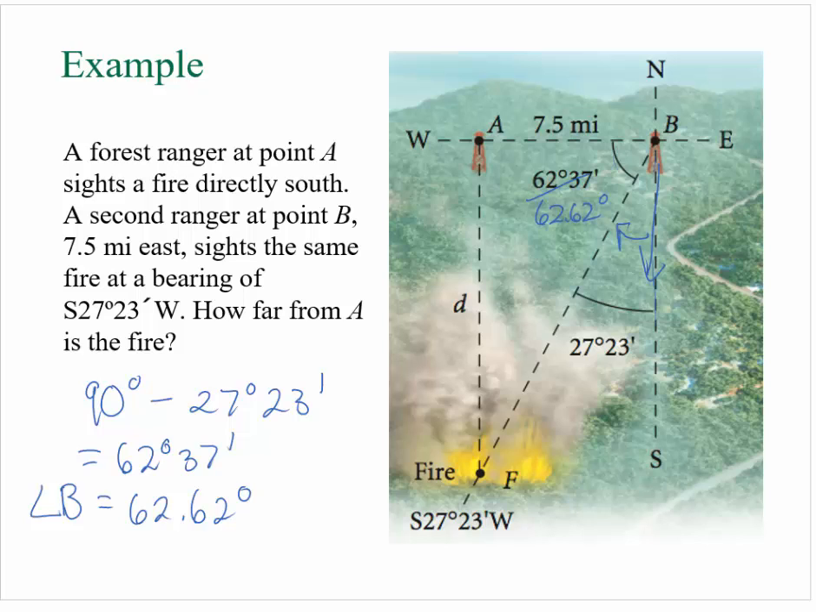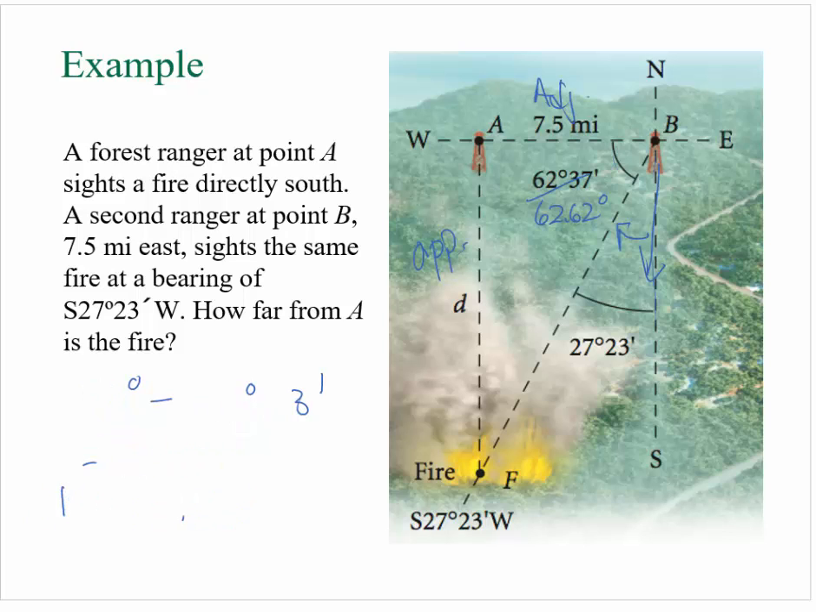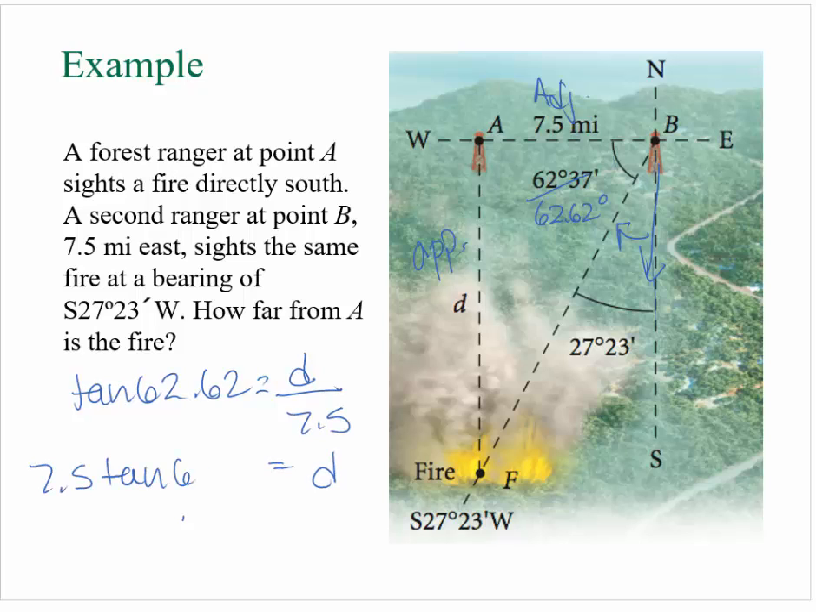So if we want to find this distance here, we're really finding the opposite, and we're given the adjacent. So opposite and adjacent is tan. So we'll use tan of 62.62 is opposite, which is D, over adjacent, which is 7.5. So 7.5 tan 62.62 when we cross multiply. So D is equal to 14.5 miles. Okay, you may need to go back and review how to change between degrees, minutes, and seconds to degrees.